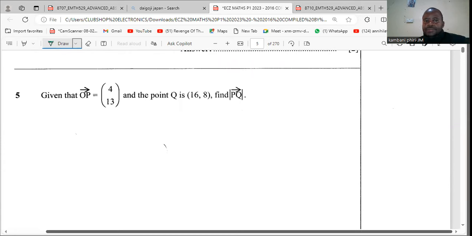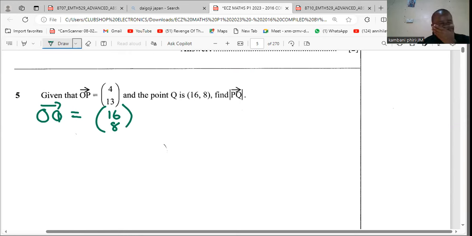Let's look at the fifth one. Given that OP is as written, then the point Q is that. So this point Q, same as OQ, right? That is a constant vector. So what we have. The magnitude of PQ.